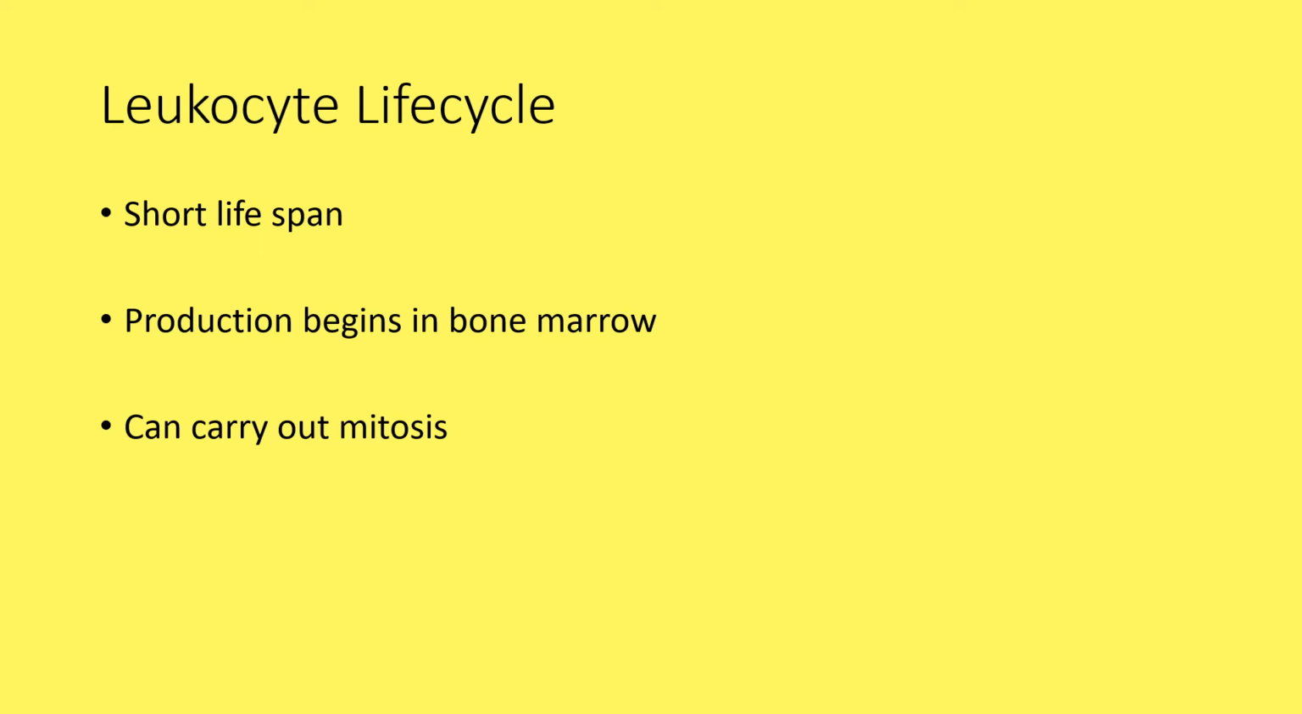Leukocytes tend to have a very short lifespan. Once again, just like we said at the beginning, all the formed elements begin production in the bone marrow, starting out as the stem cell. Because leukocytes have a nucleus, they can carry out mitosis, versus the red blood cells, which can't because they lose their nucleus.